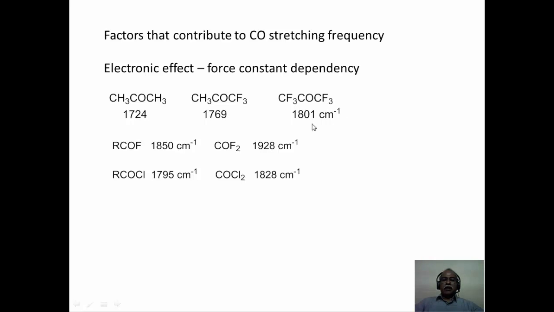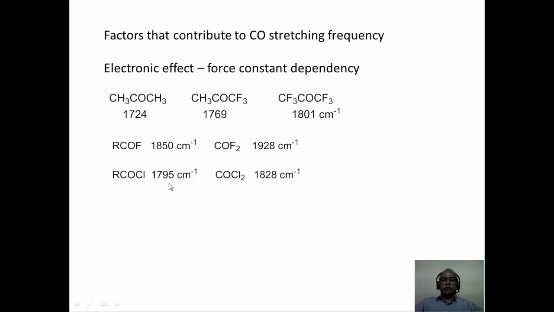Now if you compare an acid fluoride with an acid chloride, chlorine is less electronegative than fluorine, so the carbon-fluorine bond is a much more electron withdrawing group, which again strengthens the carbonyl bond by the participation of the oxygen lone pair onto the CO bond. Chlorine being less electronegative, the force constant in the chloride is going to be much less than the fluoride. So the acid fluorides also come at a higher frequency compared to acid chlorides.